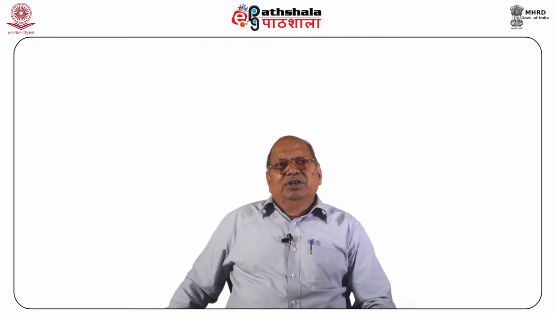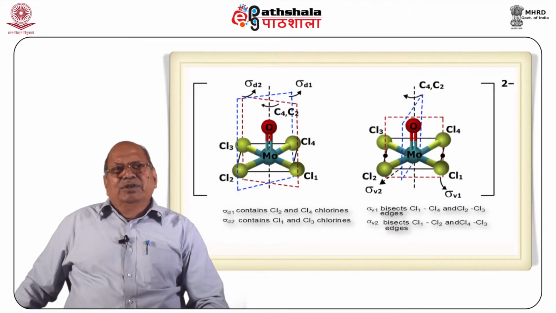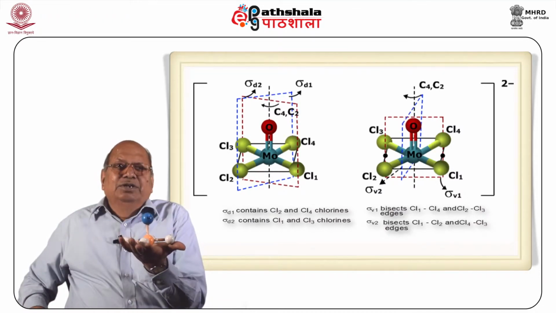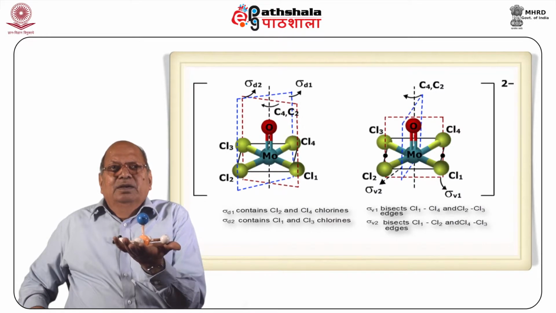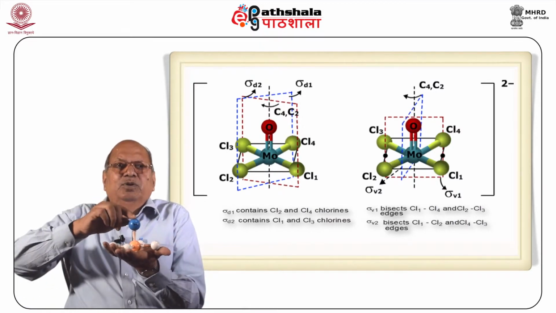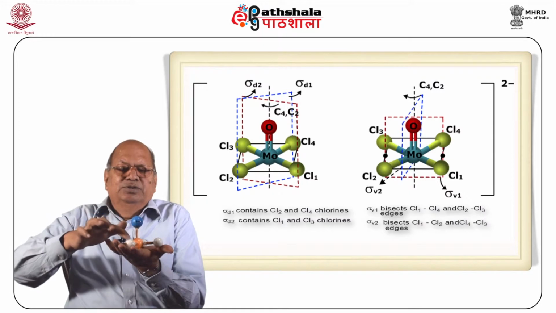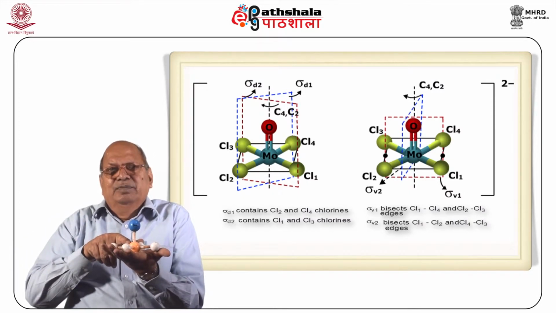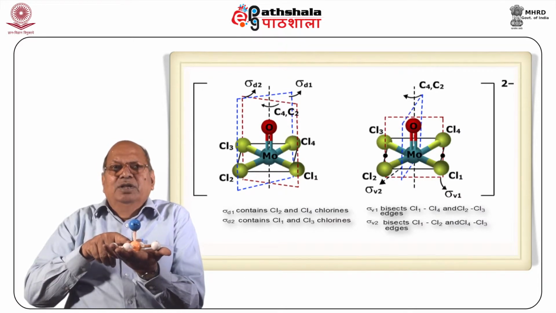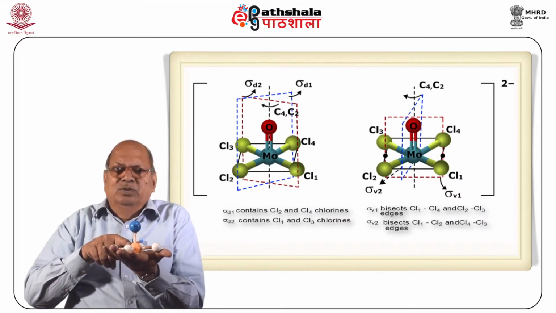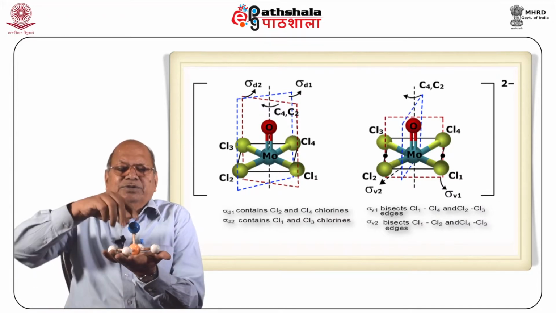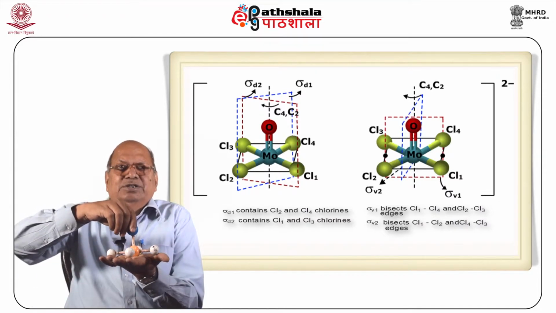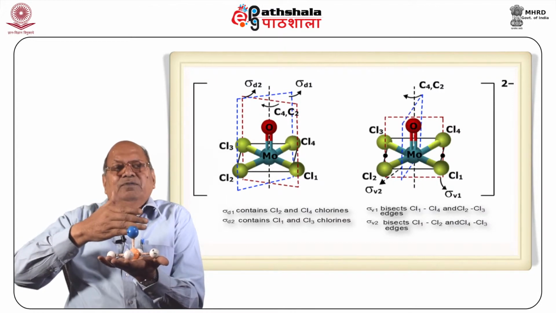Now, the various symmetry elements are given. I will explain these various symmetry operations with the help of the module. Now, let us take this molecule. Here, this blue ball represents oxygen, these white balls represent chlorine, and this is my molybdenum atom. That is, this molecule has C4V point group, because it has a C4 axis and it has sigma V's also.